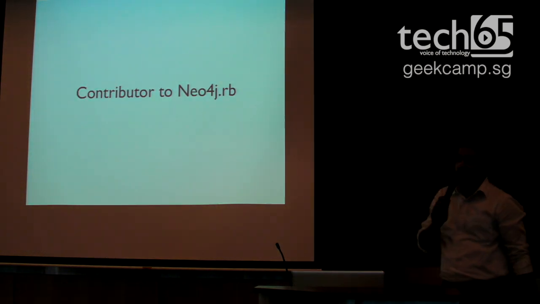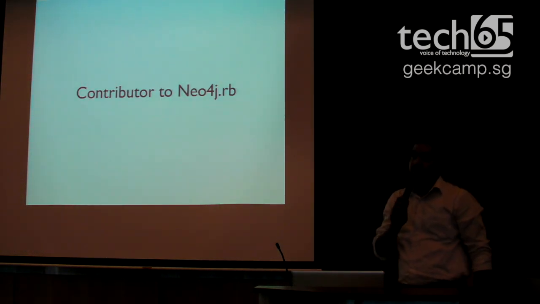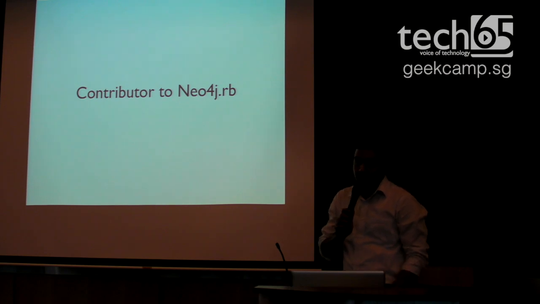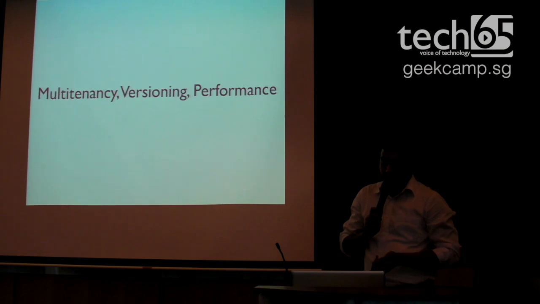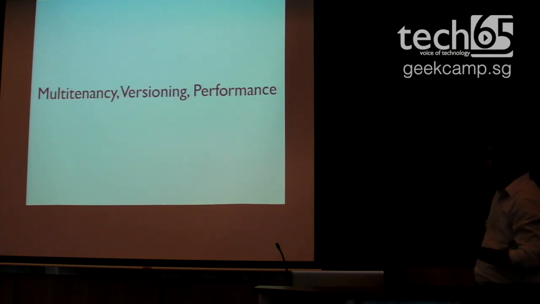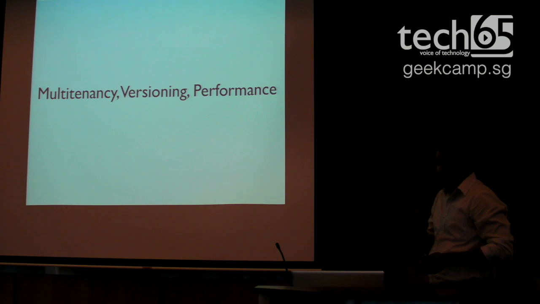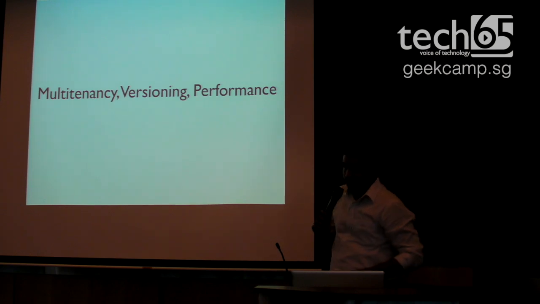I've been a contributor to this library called Neo4j.rb, which are the Ruby bindings for Neo4j. So that's where my interest in graph databases and how all of this stuff works really came about. My main contributions have been to these three areas: multitenancy, versioning, and performance. I'll be talking about the first two a little bit.